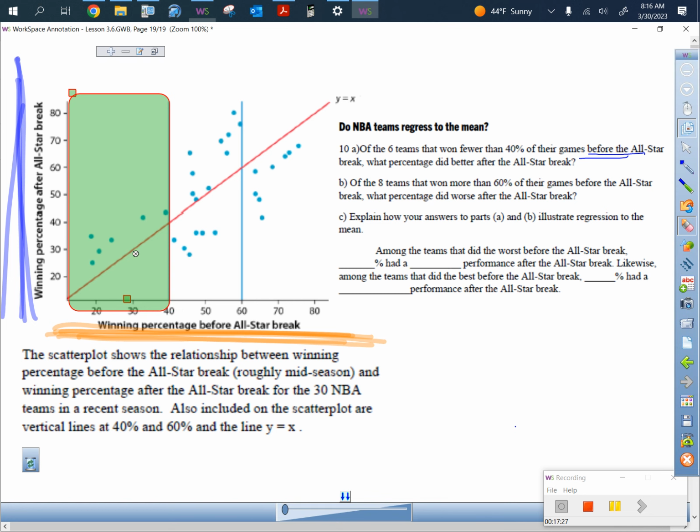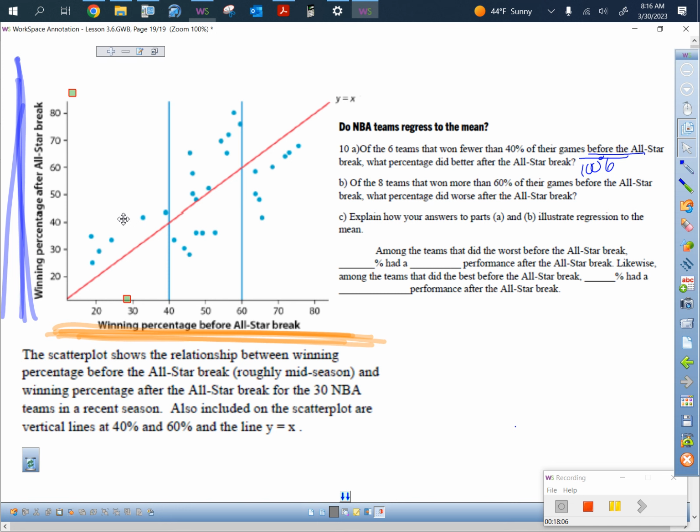So how many dots are above the line? Would you believe all of the dots? Every dot in this green region that I did is above that line. So what percent did better? This was before the All-Star break, and this is after. Didn't these guys win more games after the All-Star break, right? What percent of them won more games after the All-Star break? 100%. Every single one of them, right? 100%. And that's weird. If you still are shaky on it, it's like, I don't get that, sir. Hold on, let's try another one.